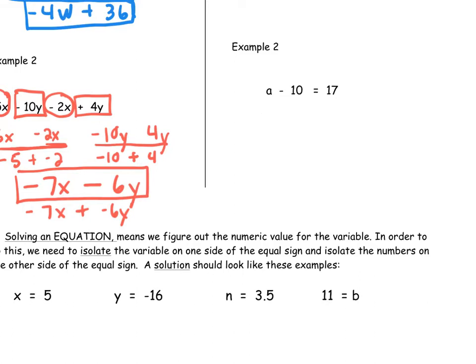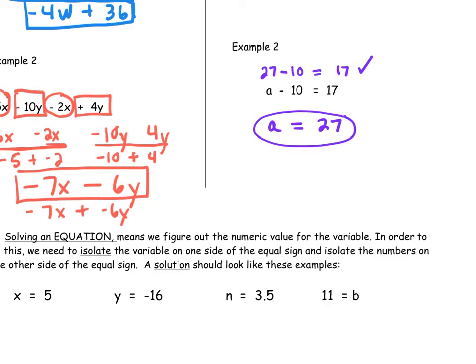So A would equal 27. So again, this is the solution, and let's check it. 27 minus 10 would give us the result of 17. This is called a check.